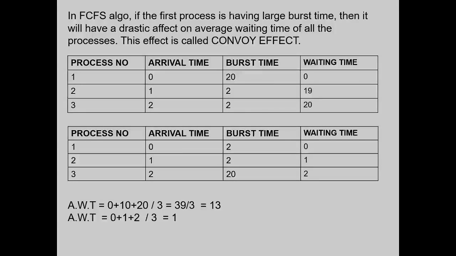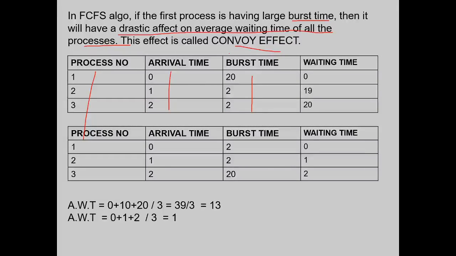Now, as I told you, there is a convoy effect in the first come first serve algorithm. So it is nothing but in a first come first serve algorithm, if the first process has a large burst time, then it will have a drastic effect on the average waiting time of all the processes. You can see 2 examples we have taken here. They are given the number of processes, arrival time and the burst time.